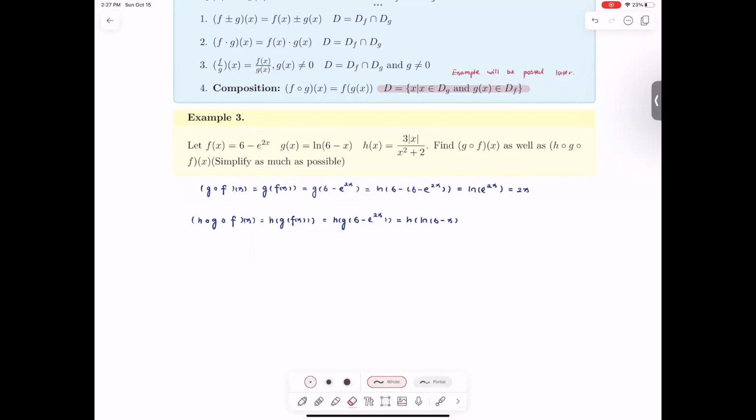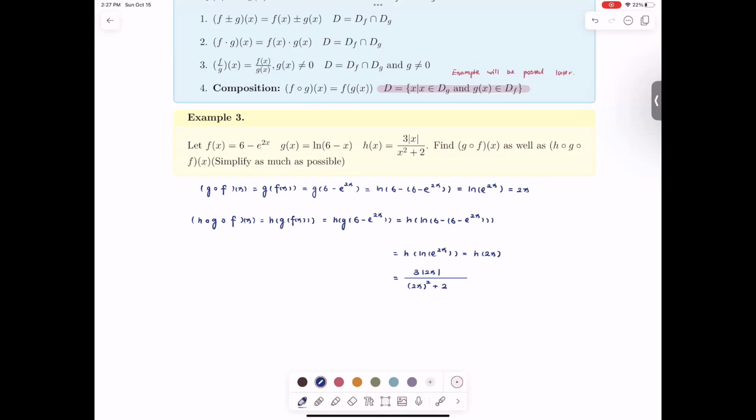Oops, what am I doing? 6 minus 6 minus e to the 2x. So it's the same as before, right? And then this cancels out, so h of ln e to x, which is h of 2x, and you plug in 2x in h, that's going to be 3 absolute value of 2x over 2x squared plus 2.